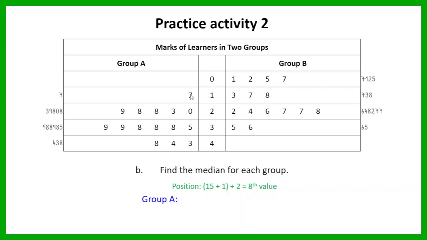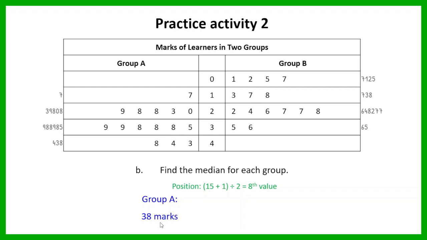Now we're counting from here, but remember group A, because it's on the left hand side, is backwards. So we're still going downwards, but from right to left instead of from left to right. So 1, 2, 3, 4, 5, 6, 7, 8. Remember, I'm looking for the 8th value. So that's this one over here. Remember, this 8 represents 38. So for group A, the median is 38 marks.